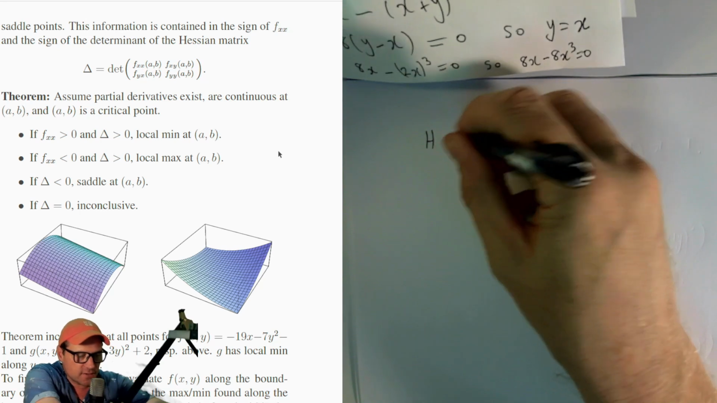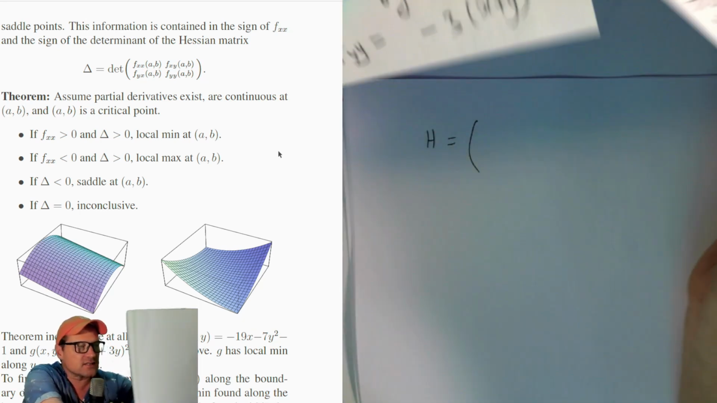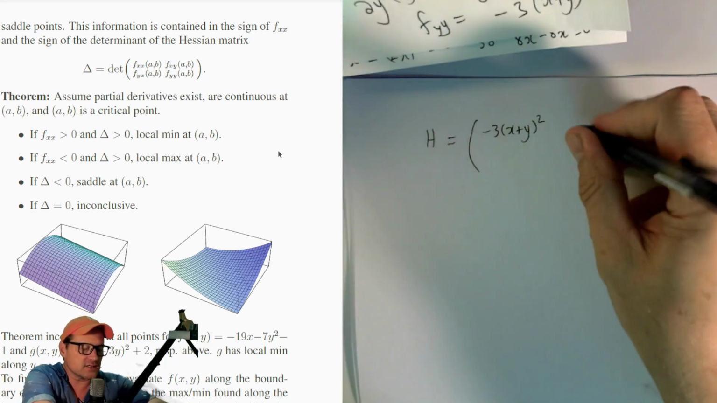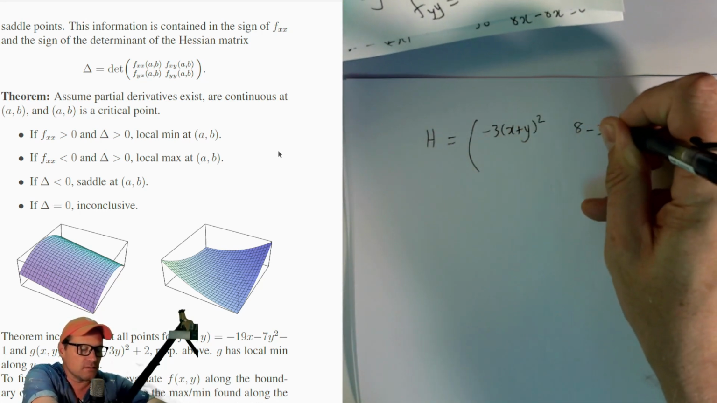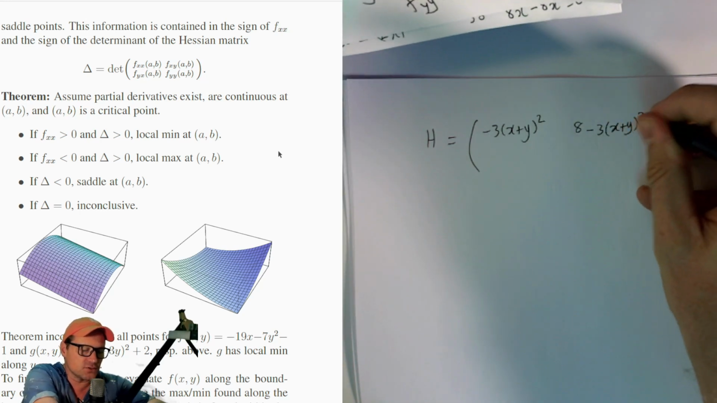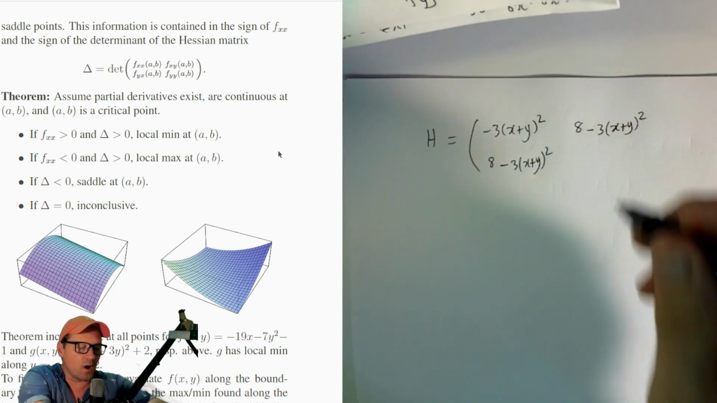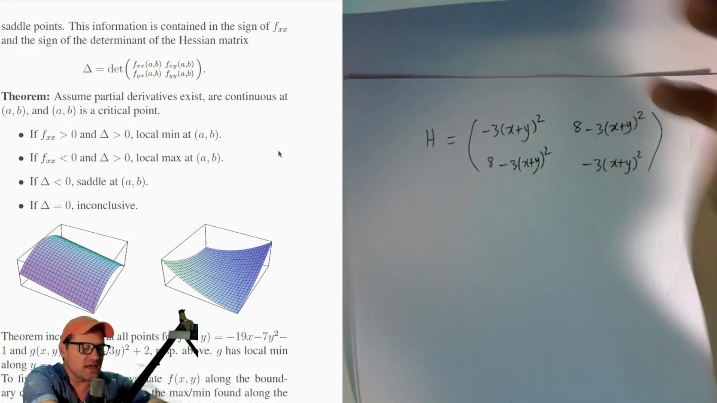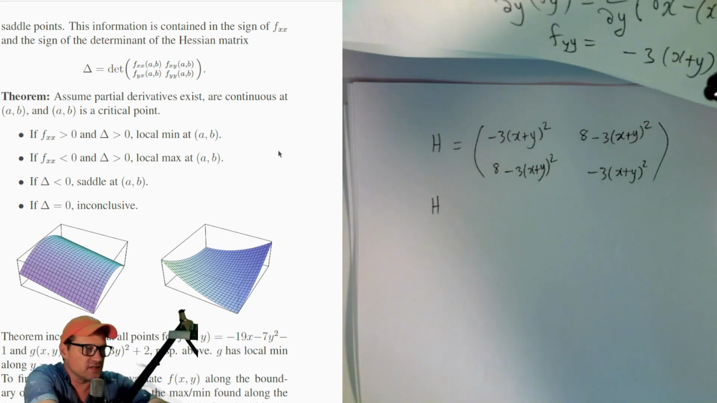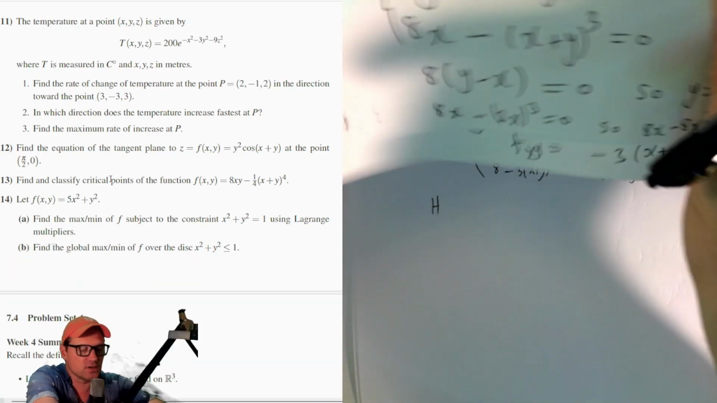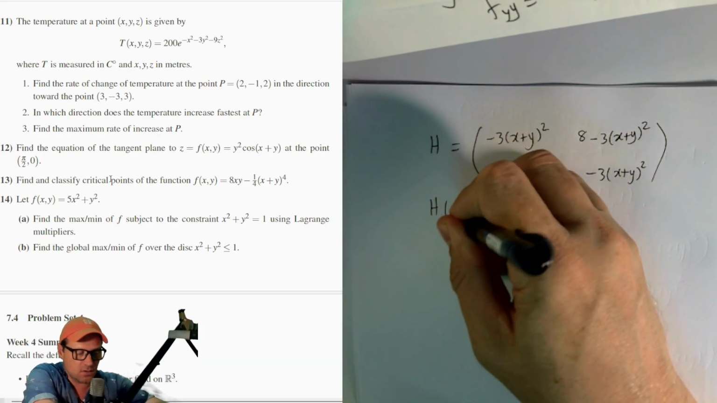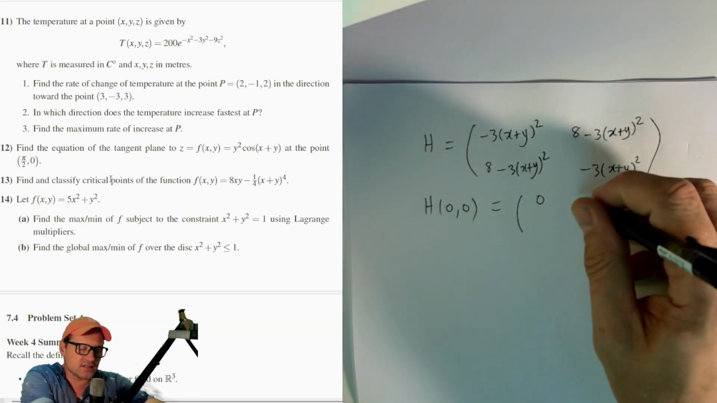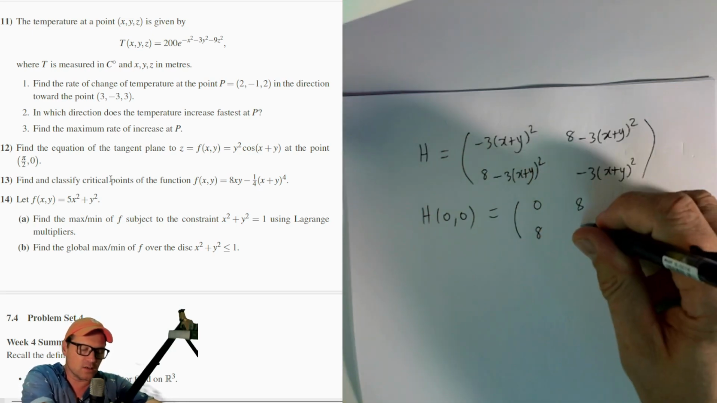Okay, so now we can form the Hessian matrix. I'll just use the letter H for this. So fxx is -3(x + y)^2, fxy is 8 minus 3(x + y)^2, fyx was the same, and fyy is -3(x + y)^2. And so next we need the Hessian at our critical point, so the Hessian at (0, 0). So we just substitute in 0 and 0 for x and y. So we have 0 for this, we have 8, and we have 0.